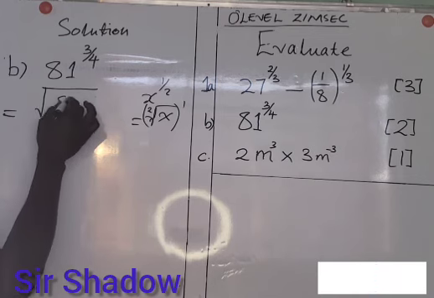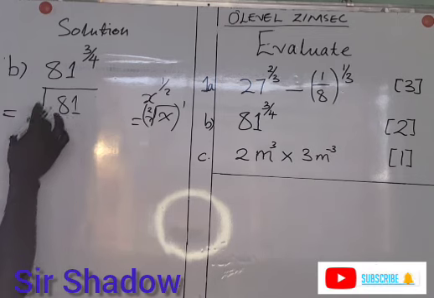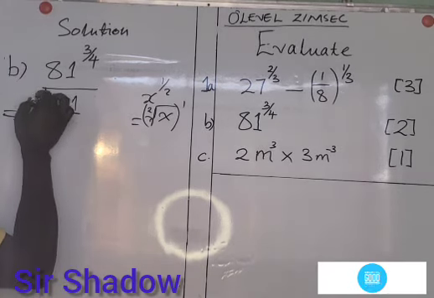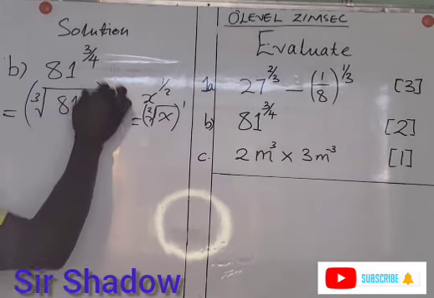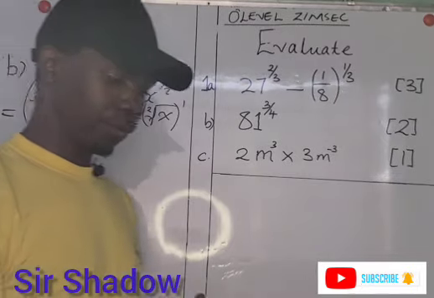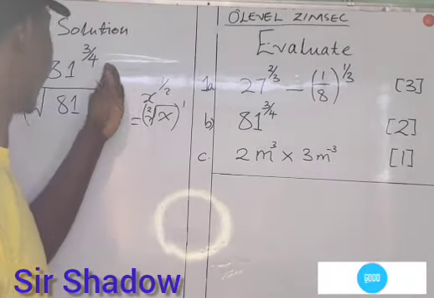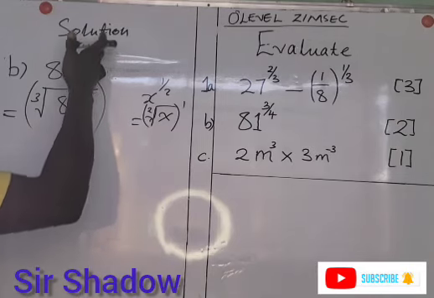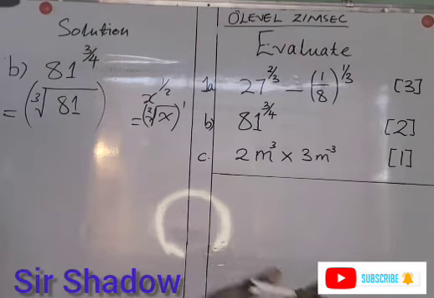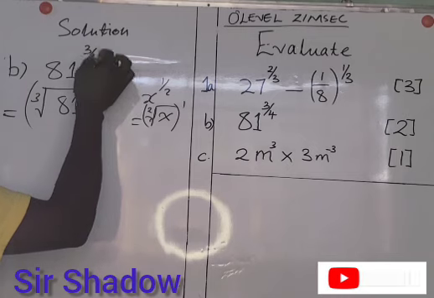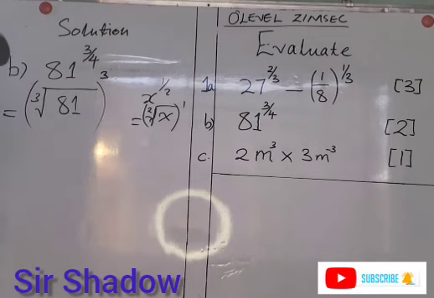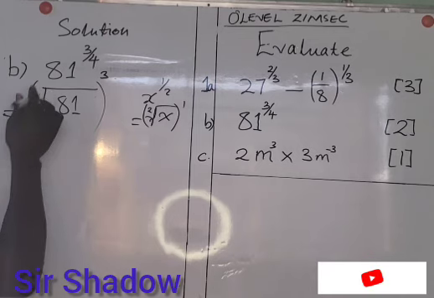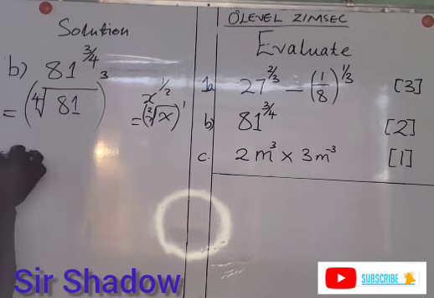So we are saying 81 inside, then the denominator of the power becomes the root index, we put it here, then all to the power of the numerator of the power. The numerator of the power remains the power. So we say to the power 3, but the denominator of the power, we put it here. Sorry, here is 4, the denominator of the power.